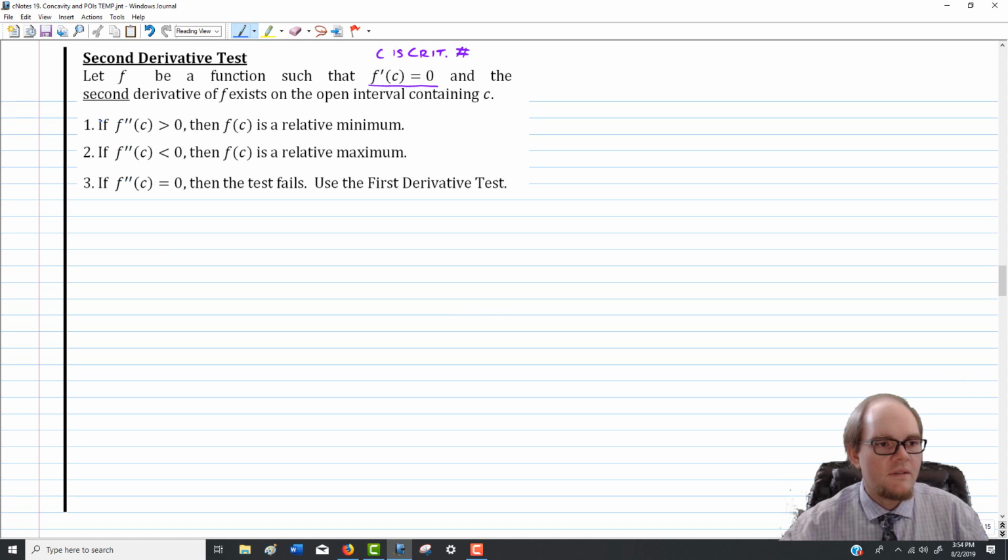Now what it says are three things. It says first, if f double prime of c is greater than 0, then f of c is a relative minimum. If f double prime of c is less than 0, though, then f of c is a relative maximum. And then finally, if f double prime of c is equal to 0, meaning the second derivative is 0 as well, then the test fails and you have to use the first derivative test anyway. So this is a distinct possibility, so don't think that it's never going to come up that way.